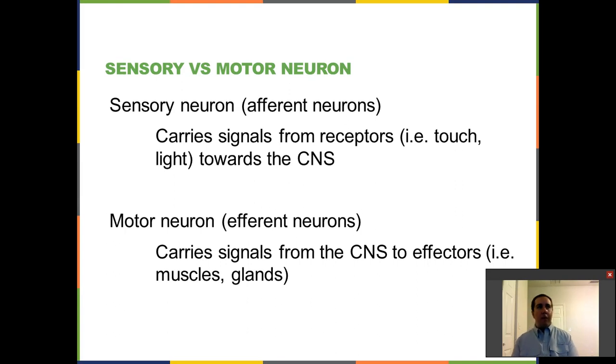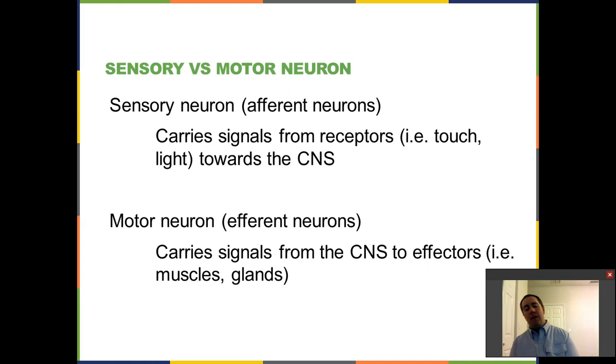And I have a couple of ways that I remember which one is which. So when we send signals through a motor neuron, we're sending a signal to have an effect, right? That effect is I'm going to touch the keyboard, or I am going to change the screen brightness. And so in my mind, having an effect must go through an efferent neuron. They both start with EFF.